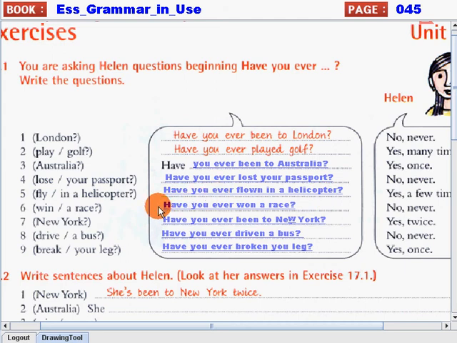Next, number 6. Have you ever won a race? And her answer is no, never. Have you ever been to New York? Yes, twice. Oh, Helen went to New York twice. Have you ever driven a bus? No, never. Have you ever broken your leg? Yeah, Helen did it once. Alright, guys, do you have the same questions and answers for each number? If you do, then I think you did very good.